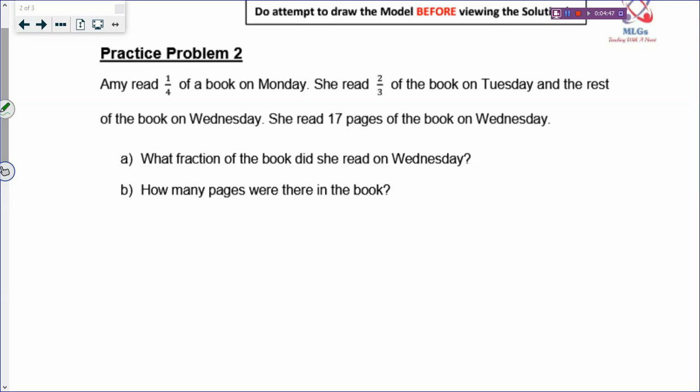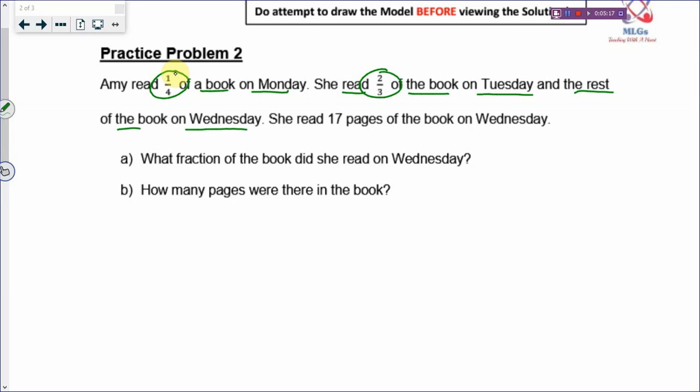To be able to solve the problem using a model, you need to start drawing the model at primary 4 level. Even though you know how to solve it without the model, it is important that you always try to draw out the fractions. Then when you go to primary 5, it's easier. So for example, Amy read 1/4 of the book on Monday. She read 2/3 of the book on Tuesday and the rest of the book on Wednesday.